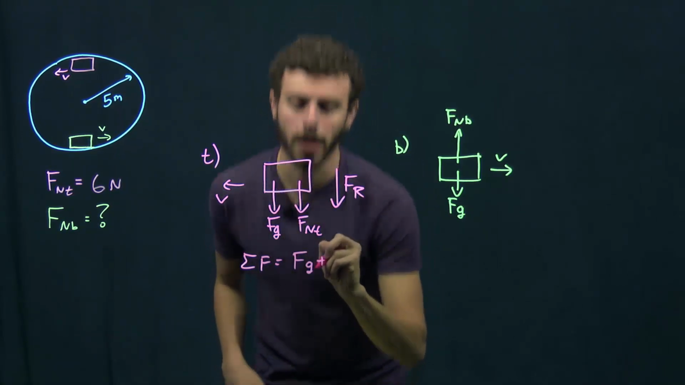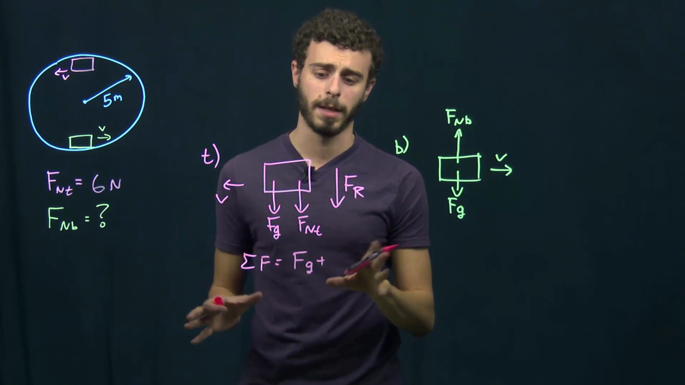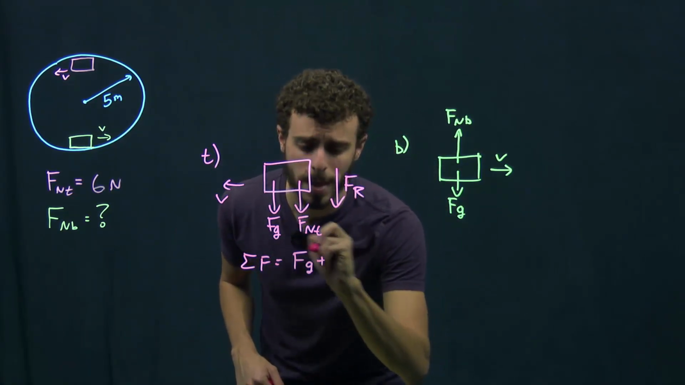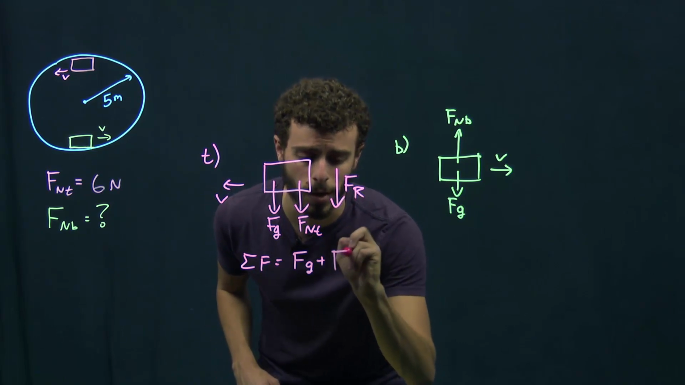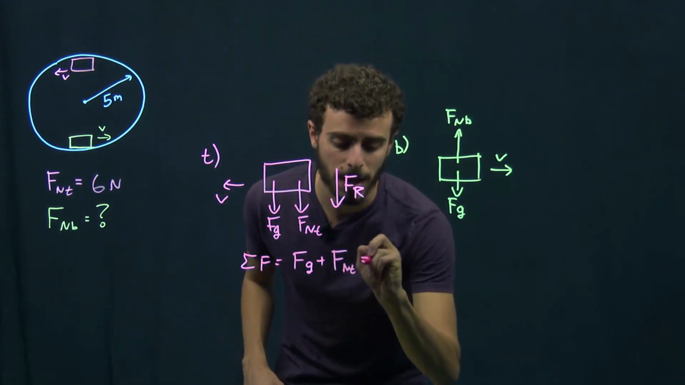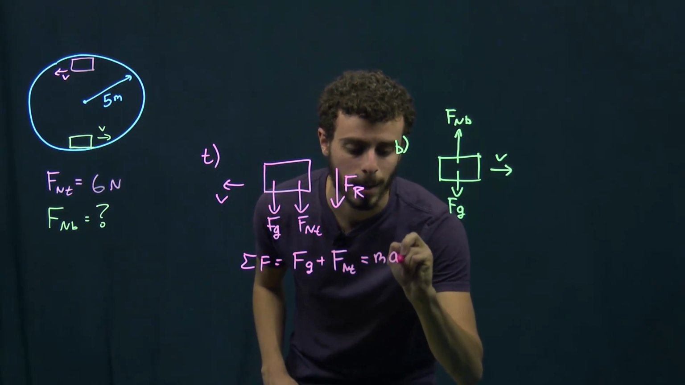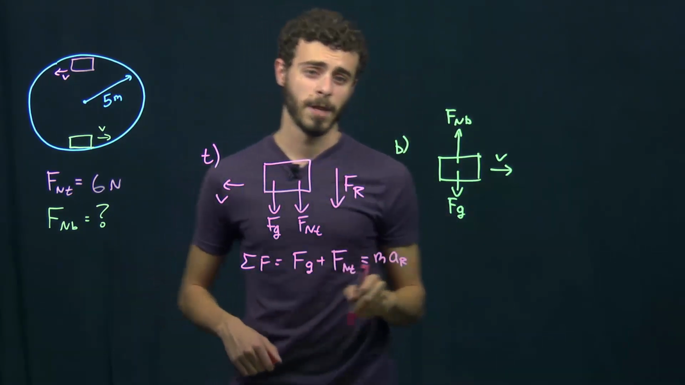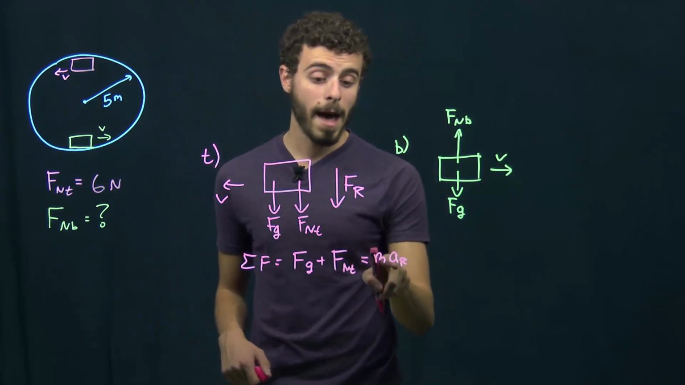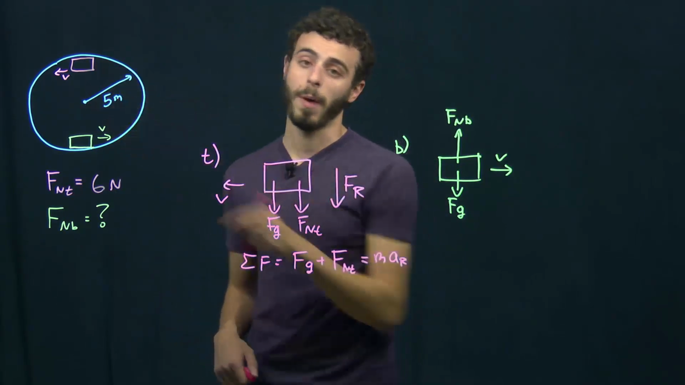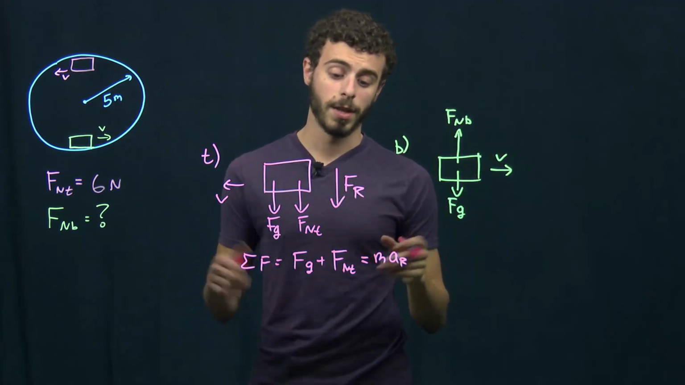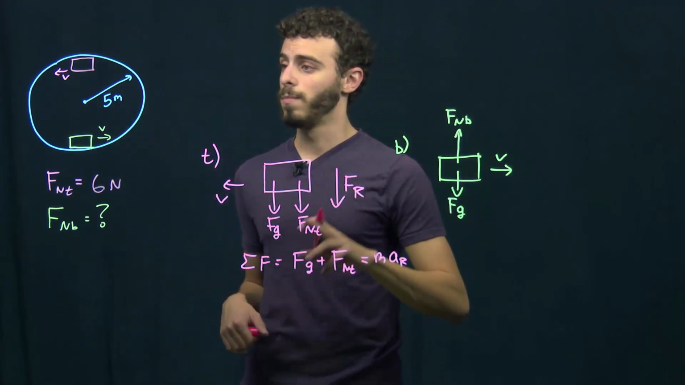Our coordinate system is implicit here, but we're just going to say the radial direction will be our positive direction. So in words, the gravitational force plus the normal force at the top must be equal to our mass times our radial acceleration. This a radial is the important point here. It's going to be equal to ma, but our acceleration must be radial acceleration to keep this traveling in uniform circular motion.